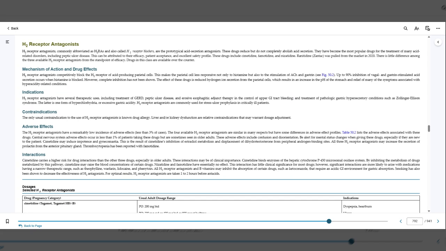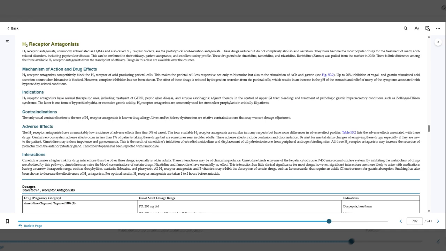These medications inhibit the acid production and increase the pH of the stomach, so I think it's making it more alkaline. Indications would include GERD, peptic ulcer disease, erosive esophagitis, adjunct therapy for the control of upper GI bleeding. We can also use them for stress ulcer prophylaxis in critically ill patients.